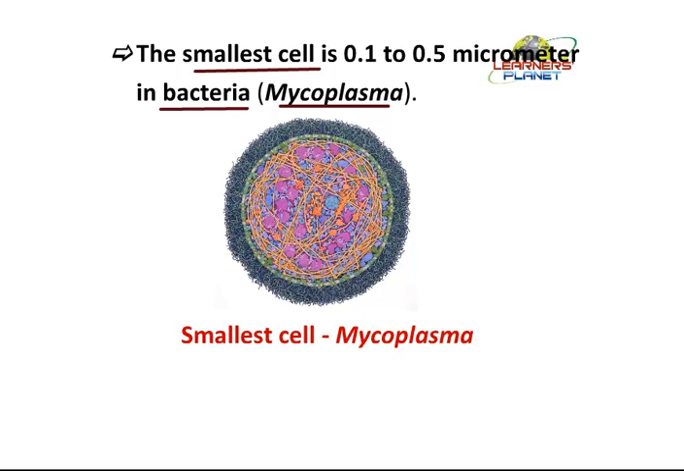So we cannot call it the smallest living cell, because it is a kind of exception in cell biology. If you compare, we can definitely say the size of a virus is smaller than that of mycoplasma. But if you compare the living world, then of course mycoplasma is the example.